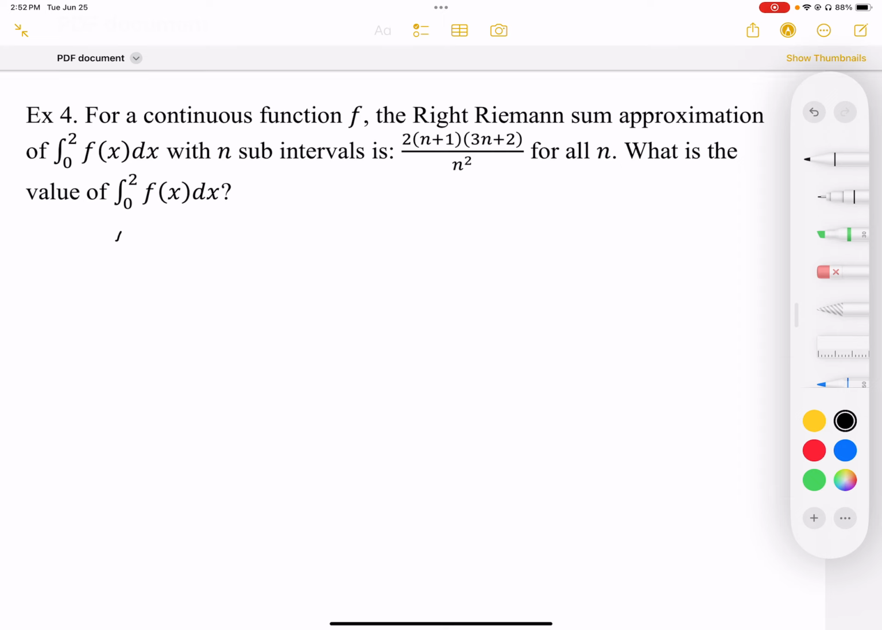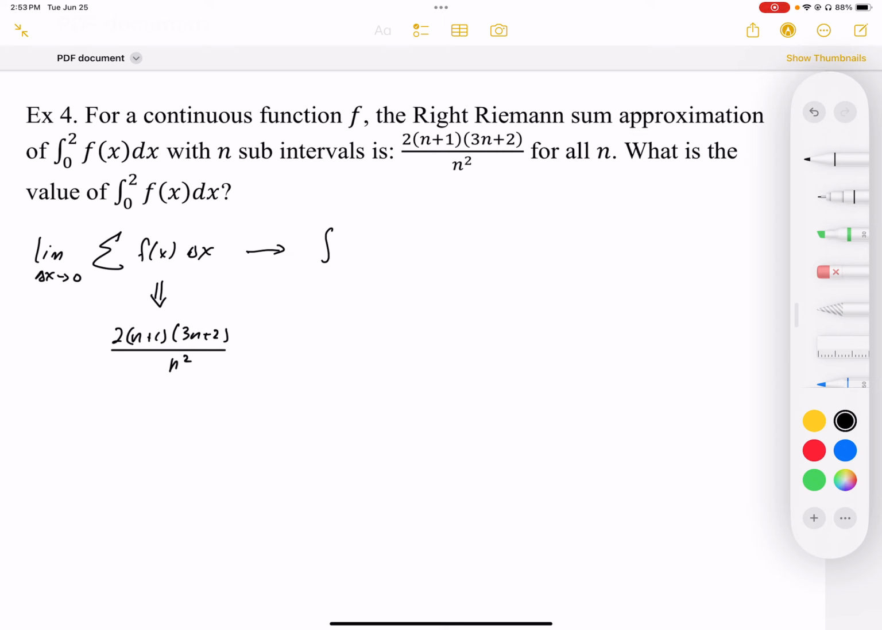Okay, so if we have our sigma notation here of f of x times our delta x as we let the limit of delta x go to 0, this is essentially giving me the integral notation. We also know that this expression, 2n plus 1 of 3n plus 2 over n squared, is going to give me the Riemann sum approximation.